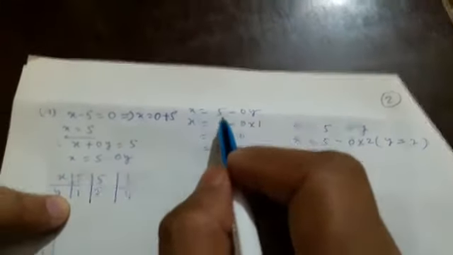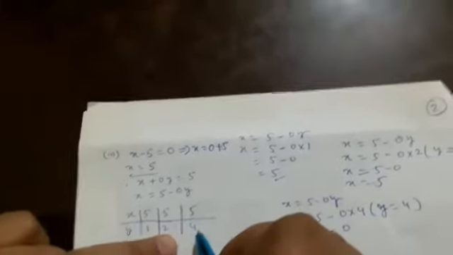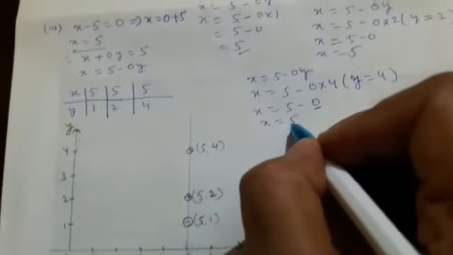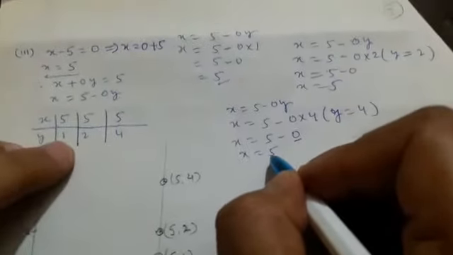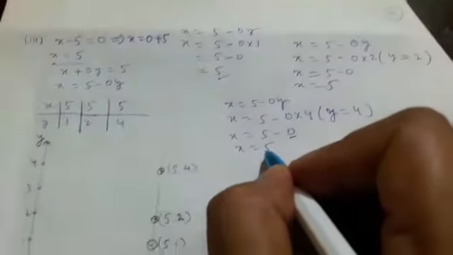Let us see. x is equal to 5 minus 0y. First we are taking the value of y as 1. So x is equal to 5 minus 0, that is equal to 5. When you take the value of y as 2, then also the value of x will be 5. When the value of y is equal to 4, x is equal to 5 minus 0 into 4, that is also equal to 0. So x is equal to 5. For every value of y, whether you take 1, 2, 3, 4, 5, 6, 7, whatever it is, the value of x will remain the same as 5.